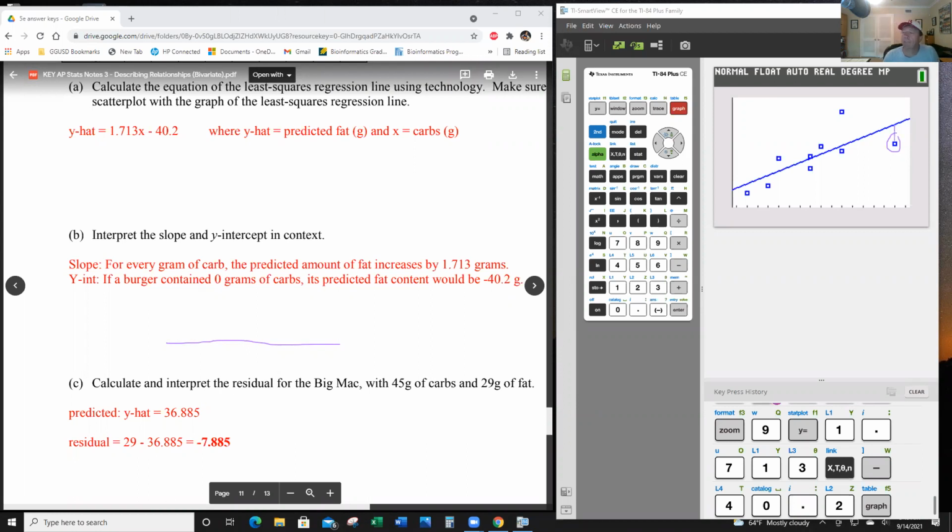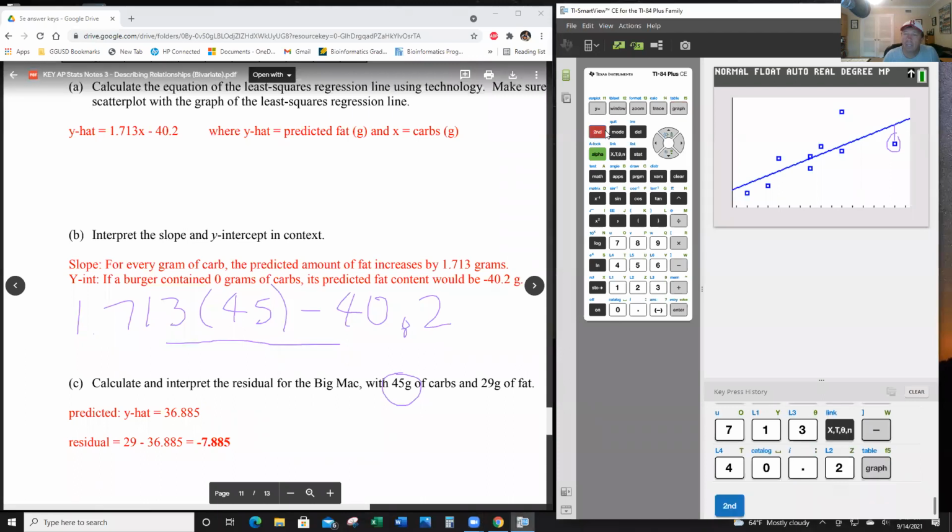I don't know what it is, but I can calculate it very easily. So what you have to do first is put 45 into the equation. Okay, so I'll write that here. 1.713 times 45 minus 40.2. I'm going to put that in, and I'm going to go over here and calculate that on the calculator.